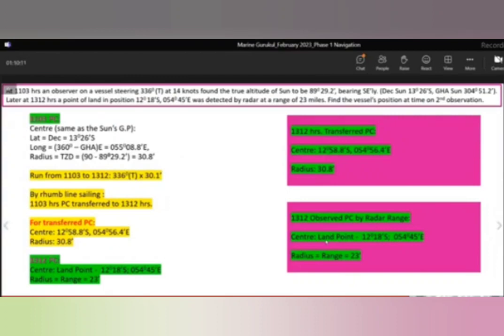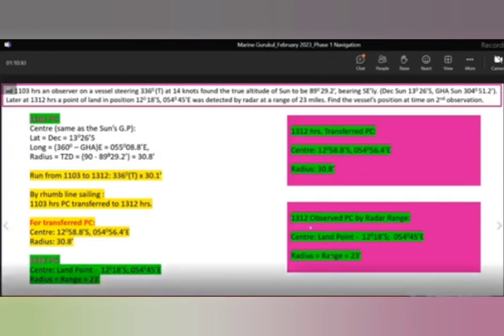Whenever the GHA of the body is less than 180, longitude is equal to GHA and is named west. Correct, beta? Yeah, okay, I got it, sir. Whenever the GHA is more than 180, longitude is equal to 360 minus GHA and it is named east. Okay, got it.